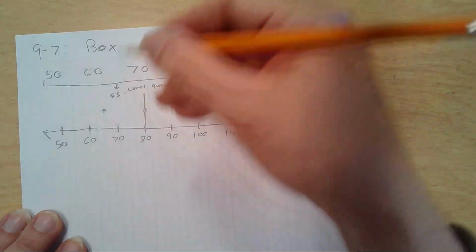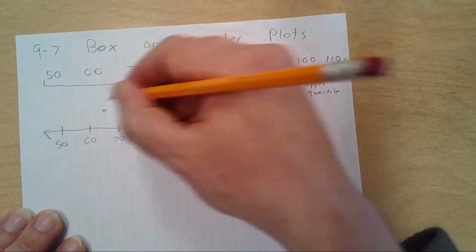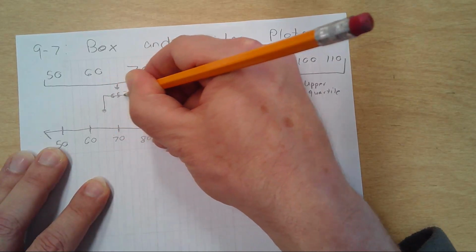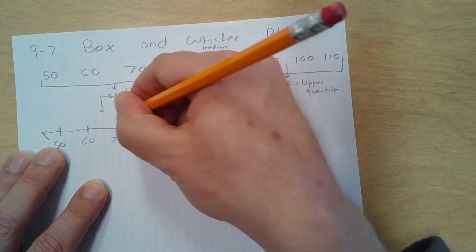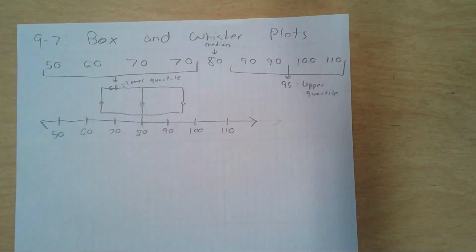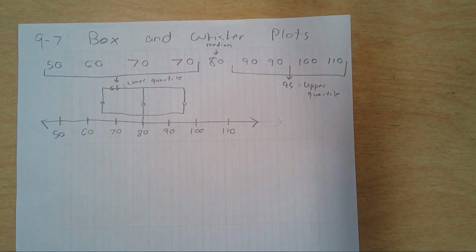I can make a box. I can do this now. I can do this later, whatever you want to do. But now we're basically just connecting, making a box here of all this information like that. Hence the term the box. Here's the box. And then the last thing we need to put on here is the extremes.